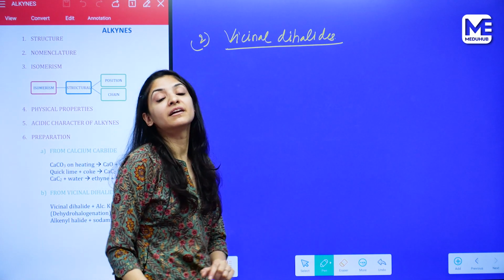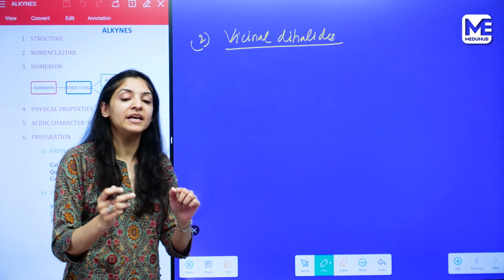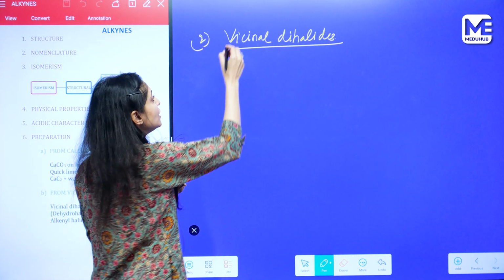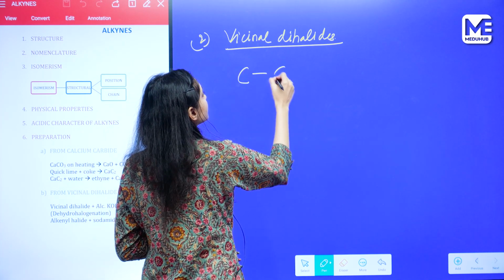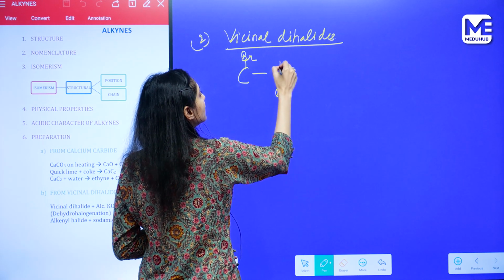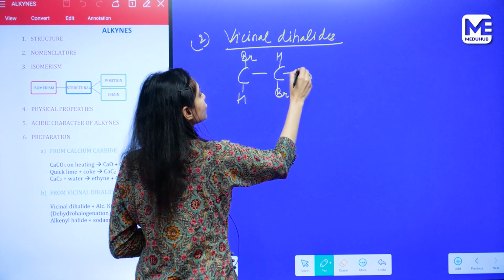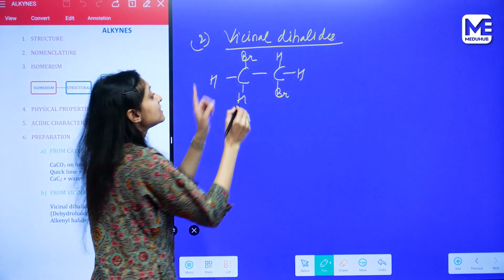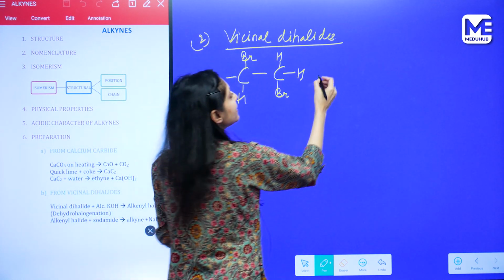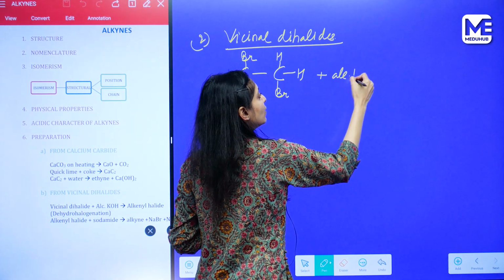Vicinal dihalides are haloalkanes in which the halogen atoms are present on adjacent carbons. Let's take the simplest one: Br, Br, H, H, H and H. This is dibromoethane. This is a vicinal dihalide when it is treated with alcoholic KOH.